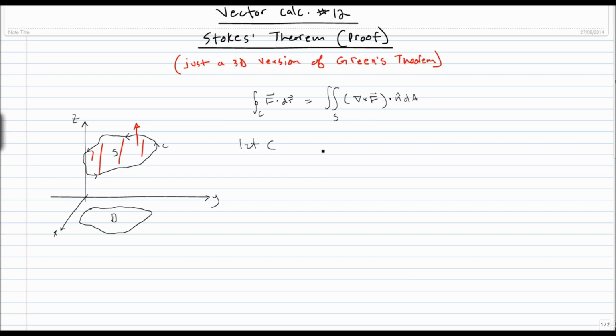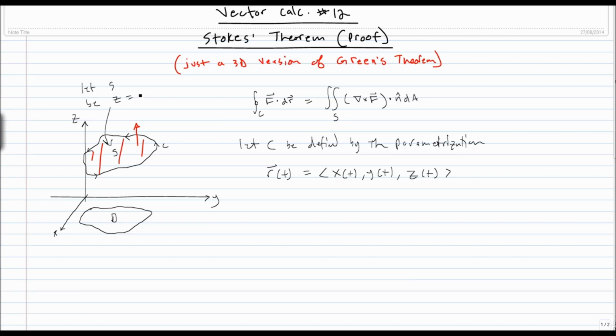Let the curve be defined by the parameterization. This is a position vector, and its components are functions of t. Then when you go to compute the right-hand side, you have to simplify the situation a bit, restrict it to a special case similar to what we did in Green's theorem, and say let S be the surface where z is some function of x and y.